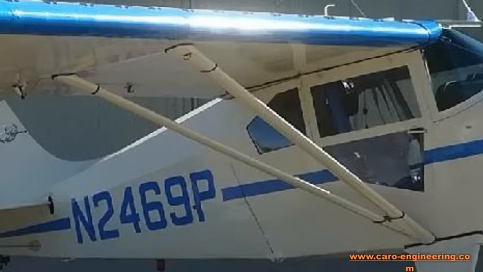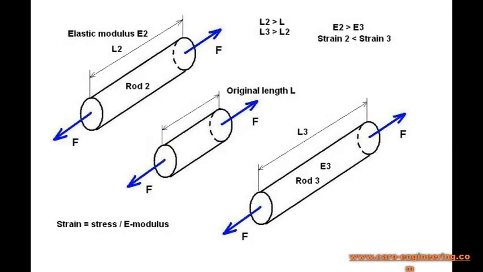To explain strain, we need to introduce the elastic modulus. Different materials have different elastic properties. This is a measurement of the stiffness of the material. In this sketch, I have drawn two rods from different materials. Rod 2 has a higher elastic modulus than rod 3. The two rods start out both at no load at the same length as shown in the center.